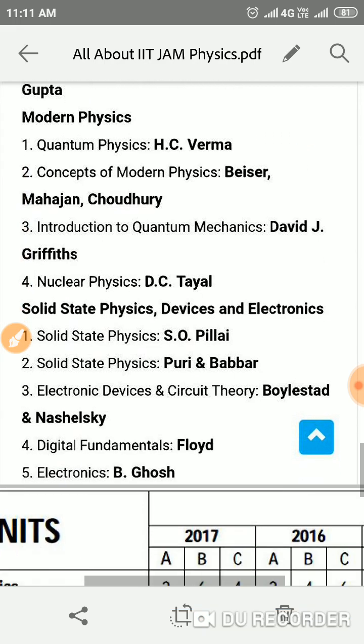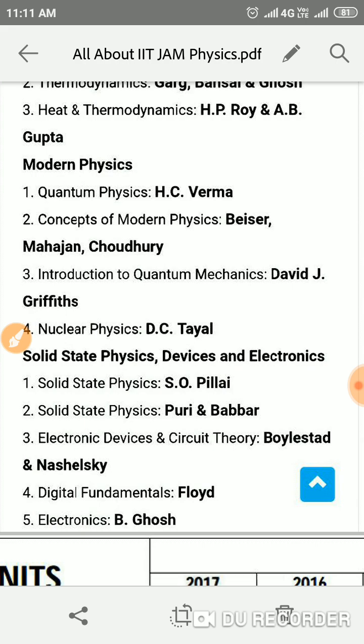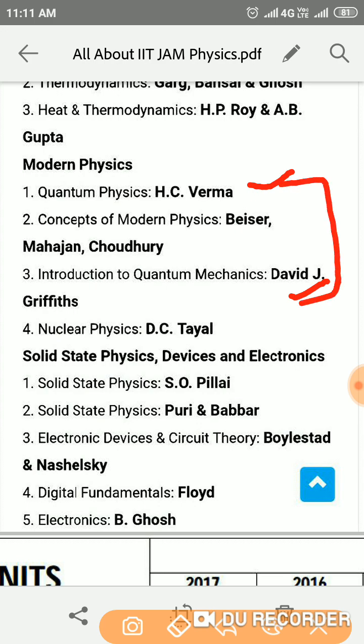Now coming to modern physics. For quantum mechanics, you can refer to either S.A. Verma or David J. Griffiths. Both the books are awesome. For quantum mechanics, you can refer to either one of them.